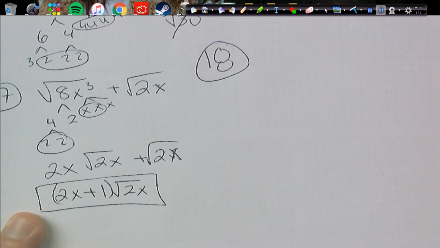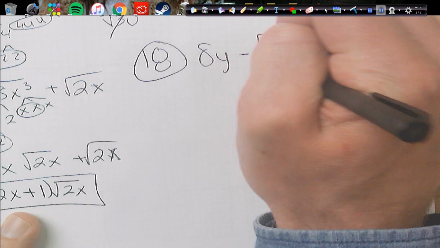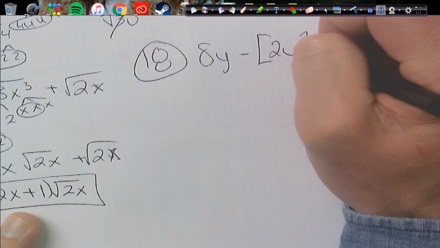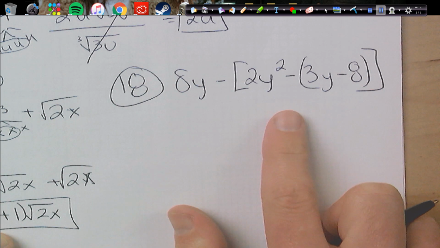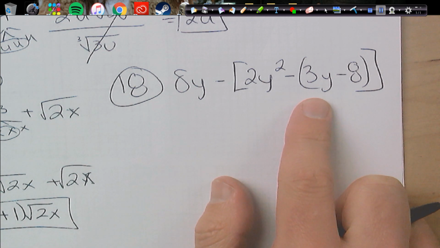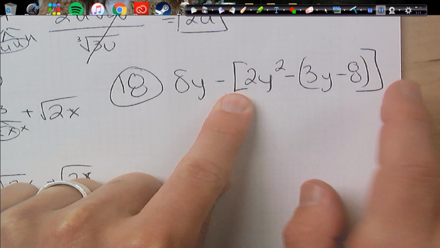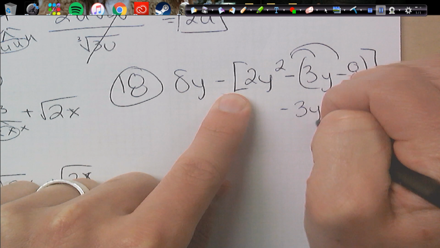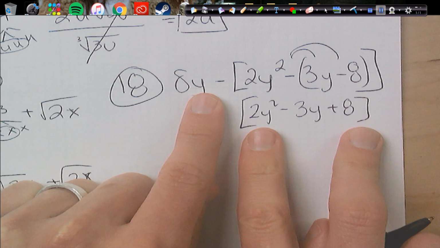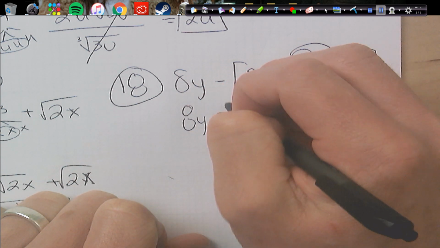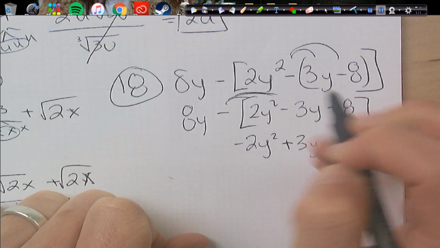18. We get 8y minus 2y to the second power minus 3y minus 8. That's in parentheses and brackets. So we first take a look at the parentheses. We got 3y minus 8. Can't do anything in there, so we move out to the brackets, and the negative is going to distribute all the way through, so we get negative 3y plus 8. Nothing I can do here, but we do have a negative on the outside, so we can distribute that through, so we get negative 2y squared plus 3y minus 8.